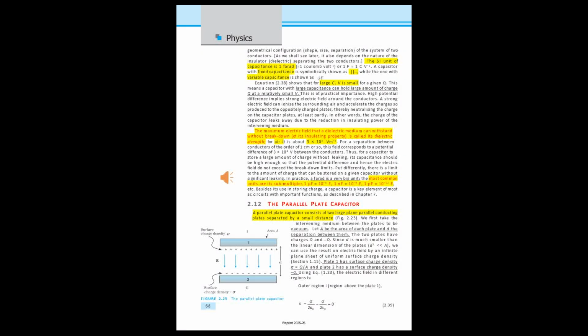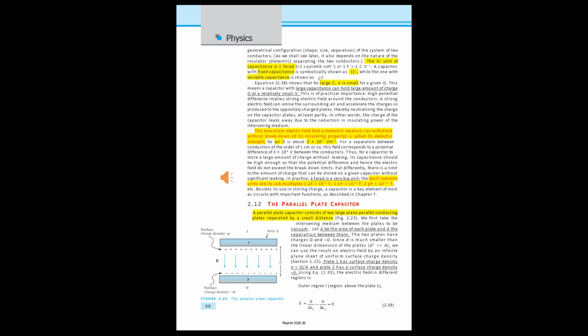In other words, the charge of the capacitor leaks away due to the reduction in insulating power of the intervening medium. The maximum electric field that a dielectric medium can withstand without breakdown of its insulating property is called its dielectric strength. For air it is about 3 × 10⁶ V m⁻¹.